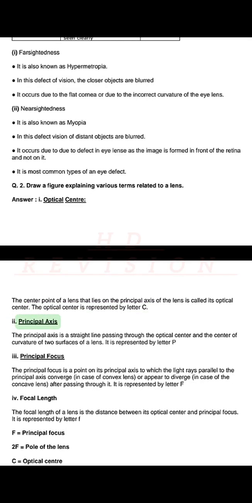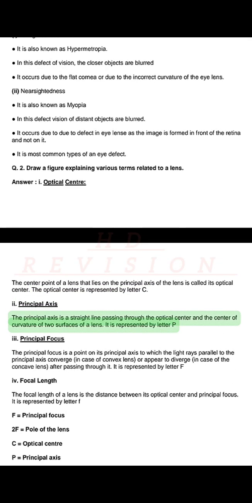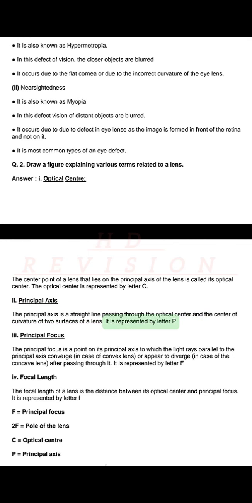II. Principal axis. The principal axis is a straight line passing through the optical center and the center of curvature of two surfaces of a lens. It is represented by letter P.